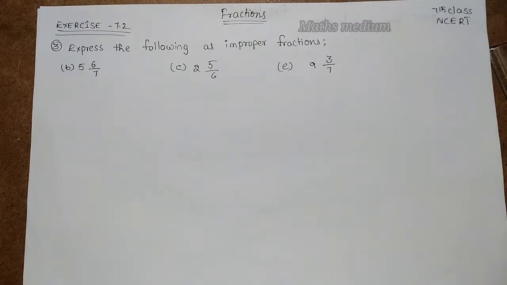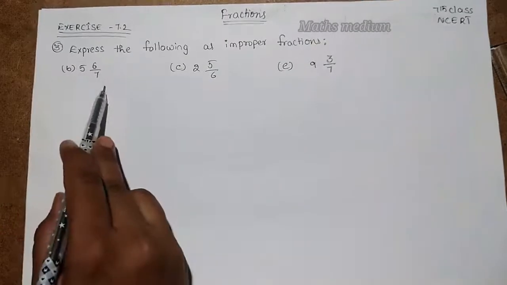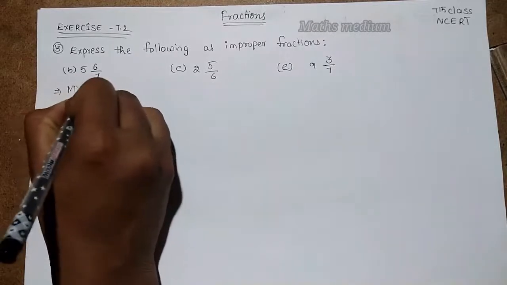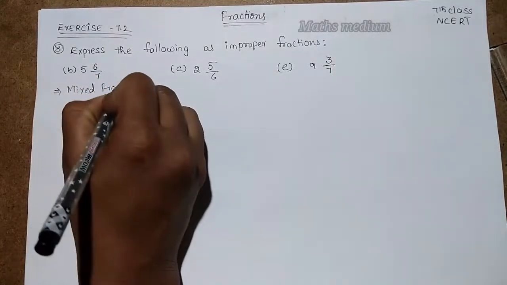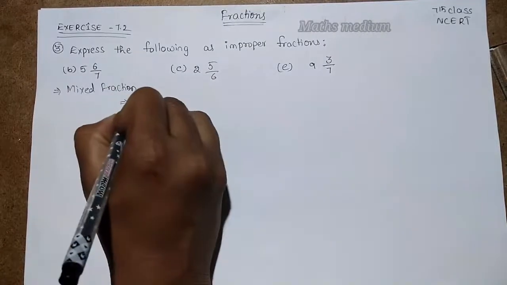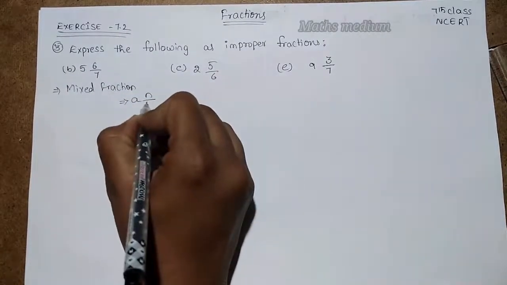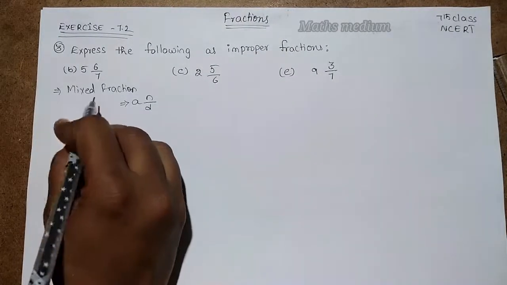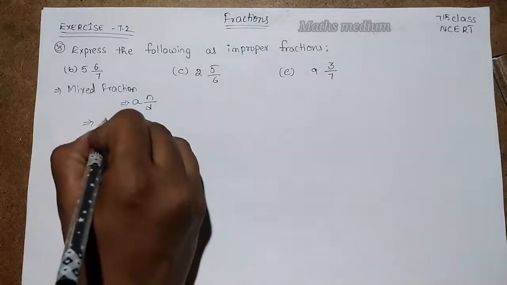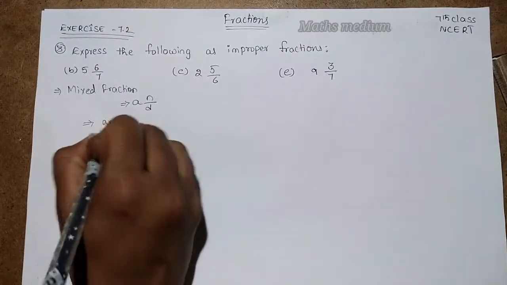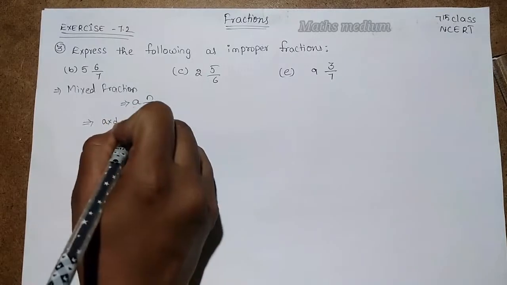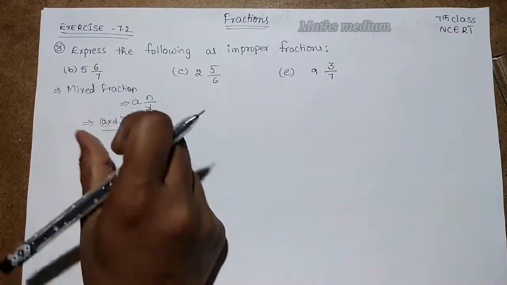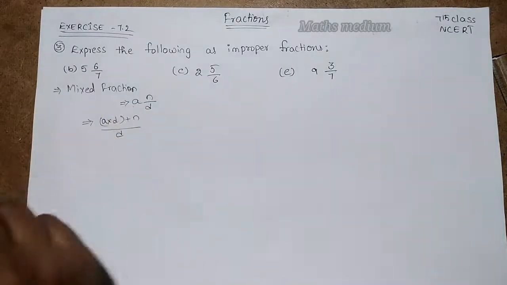Now coming to the question, 5 6 by 7. This is in the form of a mixed fraction. A mixed fraction is in the form of a n by d, just as an example for representation and remembering purposes. If you want to convert it into an improper fraction, the formula is a into d plus n, divided by d, where d is the denominator and n is the numerator. This is the formula for the conversion of a mixed fraction into an improper fraction.